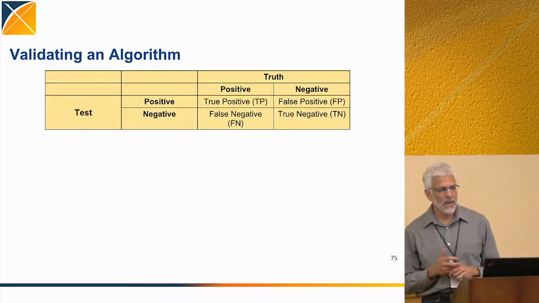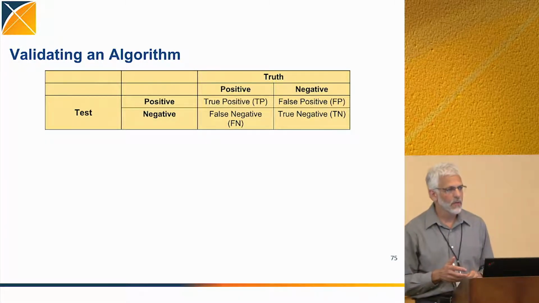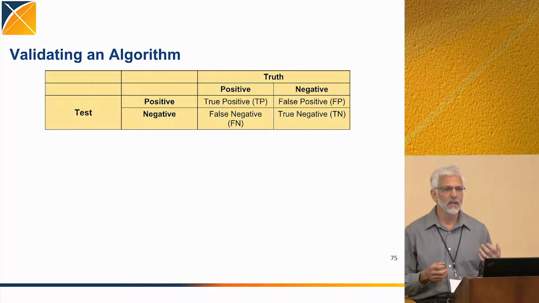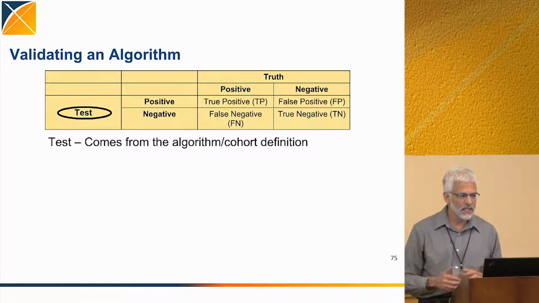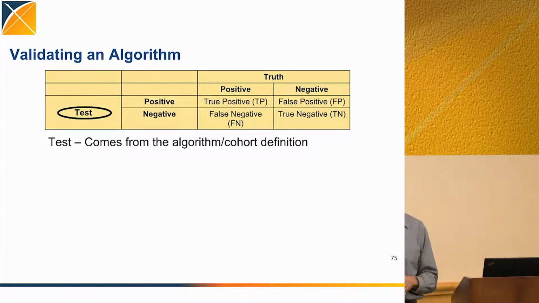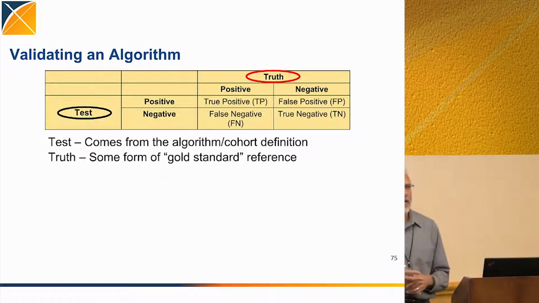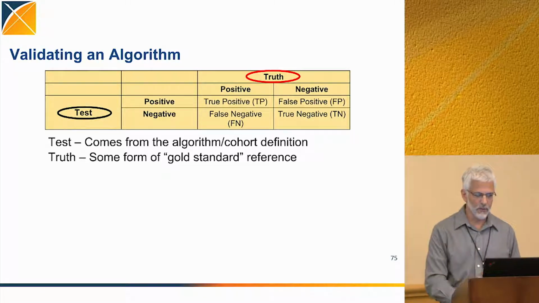So, just stepping back a little bit on what it means to validate an algorithm. In a table like this, you have a test and you want to test it against the truth. In our case, the test comes from the algorithm. That's what you want to see how well it does, because there are different flavors of the algorithm. The truth comes from some sort of gold standard. One way that we've done it in the past is clinician validation, of a group of a couple hundred people where the clinicians agree, 2 out of 3 say this person had an MI. That's the gold standard.